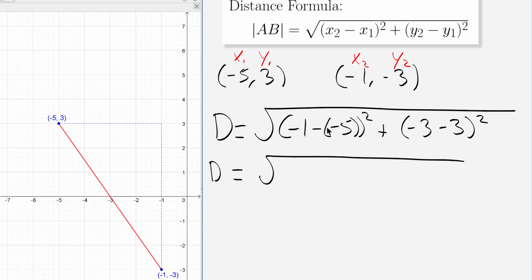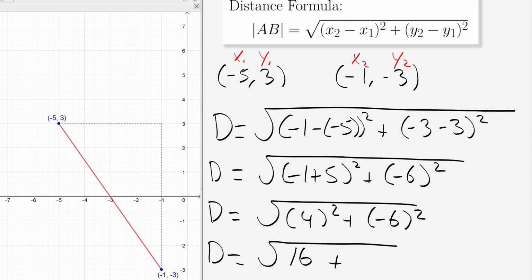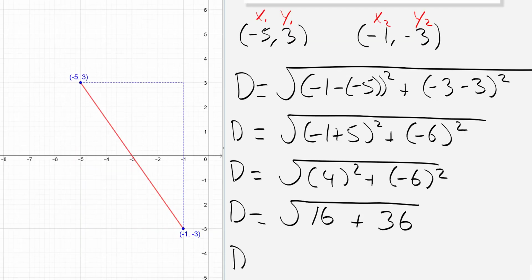I'm going to deal with this minus first. So I've got minus 1, now minus minus is plus 5, squared, plus then minus 3 minus 3, that's minus 6 squared. So continuing on here, the distance is the square root of 4 squared plus minus 6 squared. So the distance is the square root of 16 plus 36. So the distance is the square root of 52, and you can leave it in this format generally as root 52.